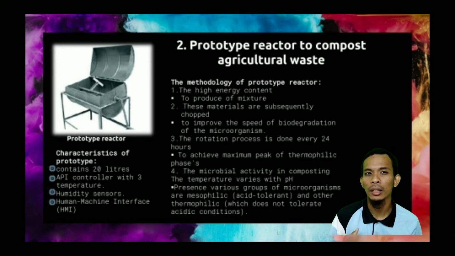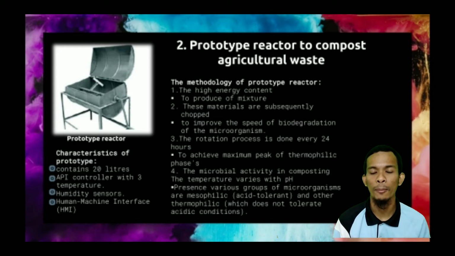The design of the three-dimensional electromechanical system was carried out with the prototype reactor to compost agriculture waste. The prototype contains a 20-liter PID controller with three temperature and humidity sensors that help to adjust temperature and humidity. Meanwhile, the temperature and humidity of the compost material will remain at 65 degrees Celsius and 50 to 60% humidity with these sensors.